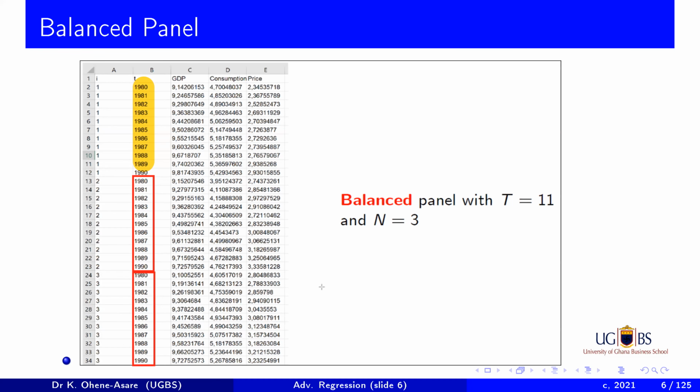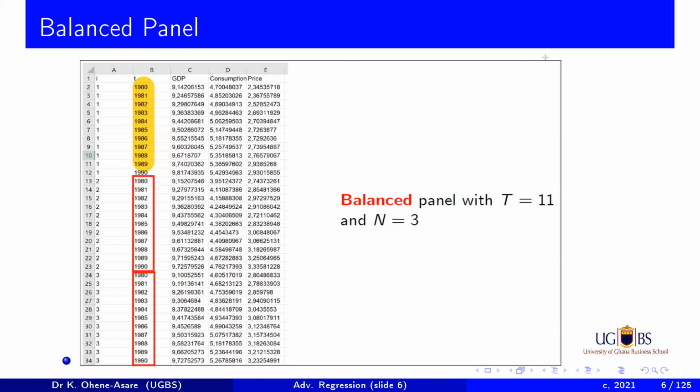Let me ask you a question. How many observations are here? This panel data, how many observations are here? How many observations? You can type it there for me. How many observations are evident here?